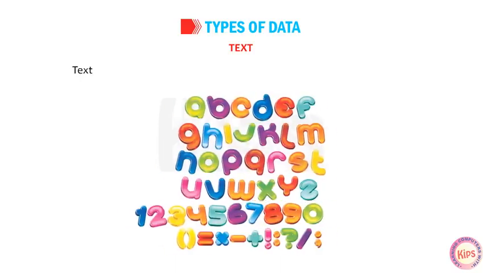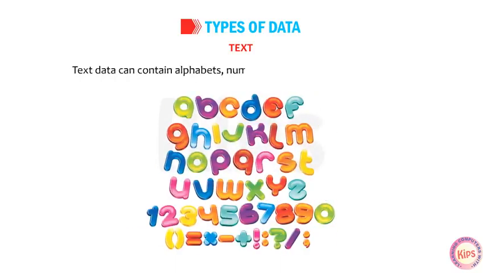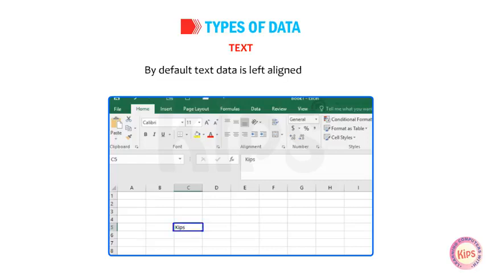Text. Text data can contain alphabets, numbers, spaces, and special characters. Text data is not used in calculation. By default, text data is left-aligned in a cell.